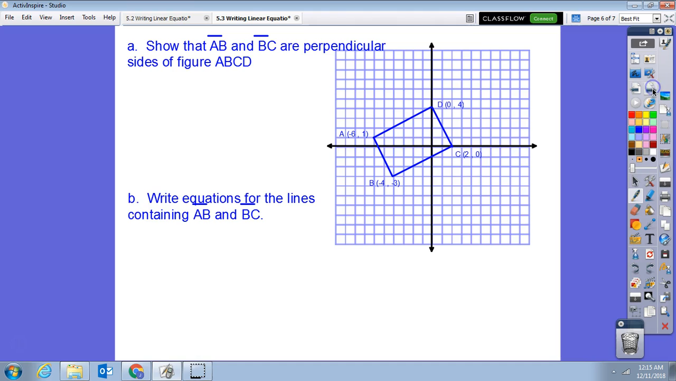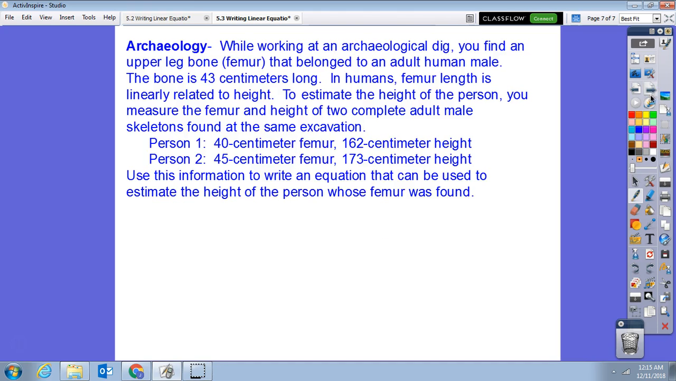So, let's take a look at what this would look like in a situation of a word problem and an application to a real life problem. While working in an archaeological dig, you find an upper leg bone, which is called the femur, that belonged to an adult human male. The bone is 43 centimeters long. In humans, femur length is linearly related to height. There's your big clue, linear.